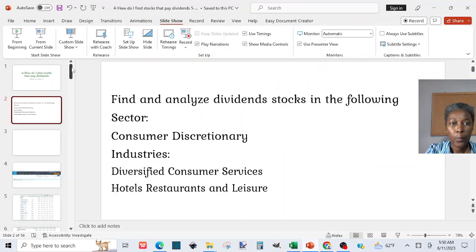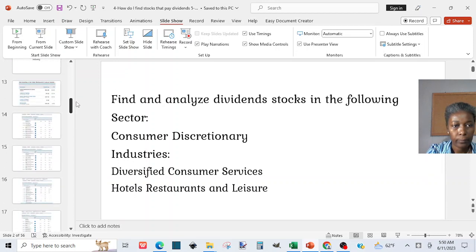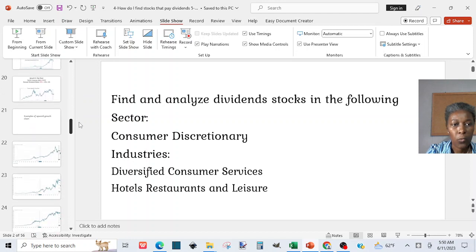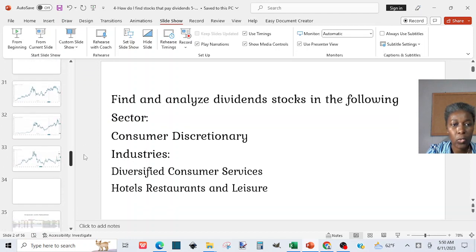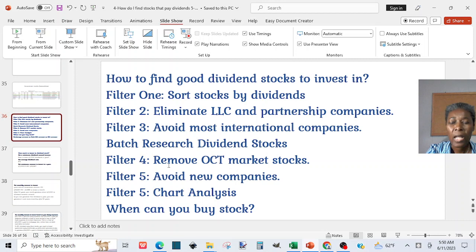So let's set some parameters here to work with. You want to find dividend stocks that you can invest in. So we have our criteria here that we want to use so that we stay focused. And that is, first you will sort your stock by dividend, and we just did that.